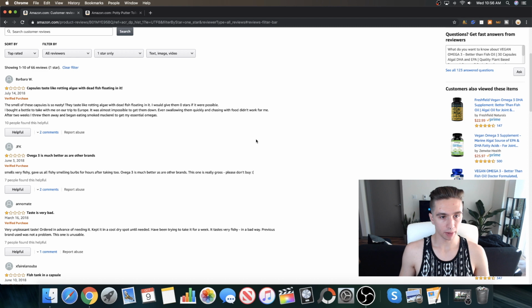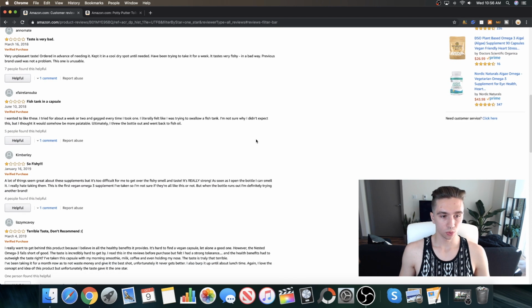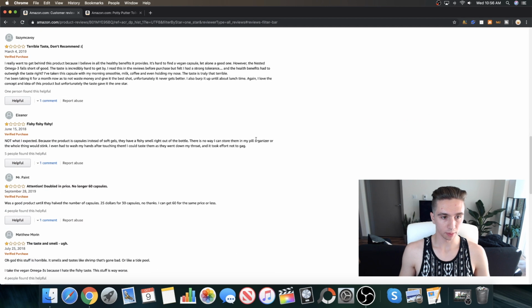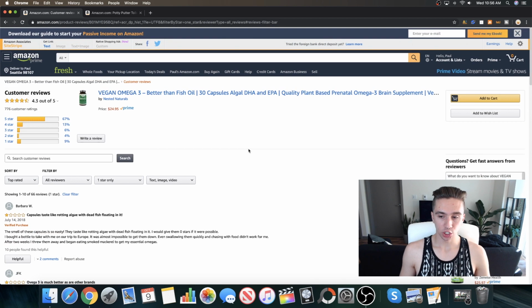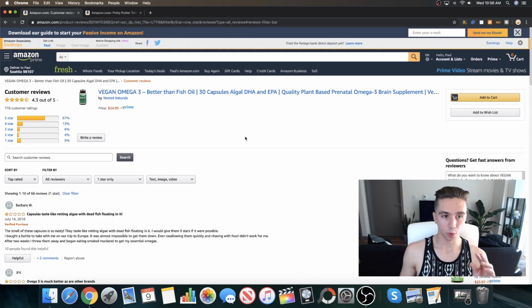Taste is very bad. Capsules taste like rotting algae. Okay, so fishy, terrible taste, don't recommend. Fishy. Terrible taste. So I guess maybe the issue here was, what that fishy taste is coming from, I'm guessing, is the algae. So they probably used an algae capsule. And what I would probably go with is a plant-based capsule that does not have algae or seaweed in the capsule itself. The one I have actually tastes kind of good.